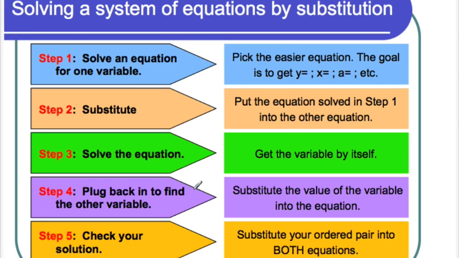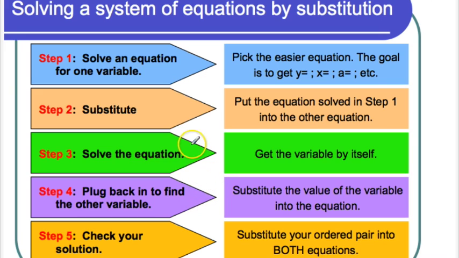Okay, so solving systems of equations. The first step is to solve an equation for one variable. Okay, you can pick any variable you want. I'll show you how to pick the correct one. Okay, there's an actual variable that you want to look for. Step 2, substitute, means after you solve, you plug it into the other, and you'll only have one variable left. Step 3, solve, and you get that solution for the variable. Step 4, plug it back in to find the other variable.